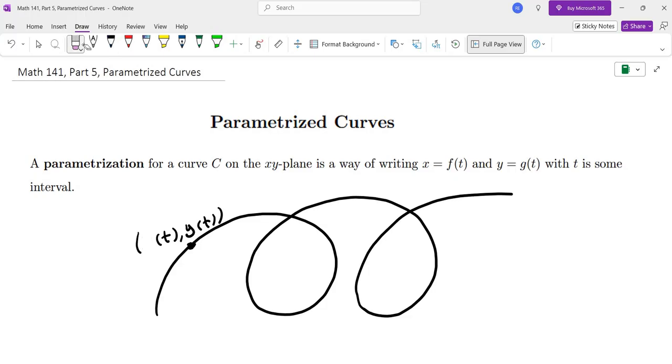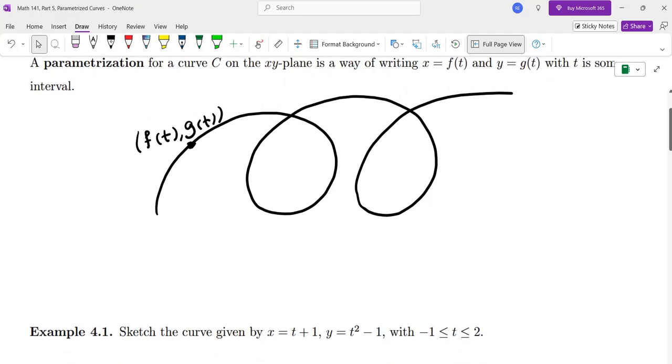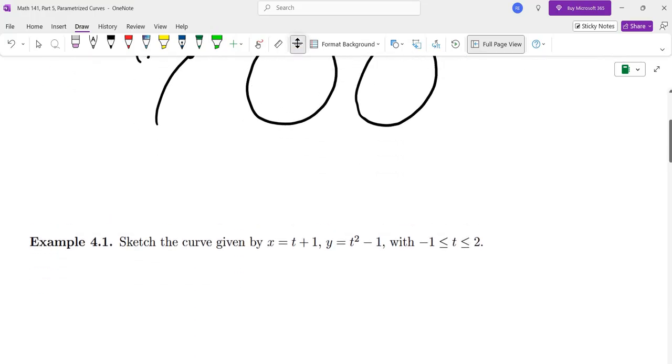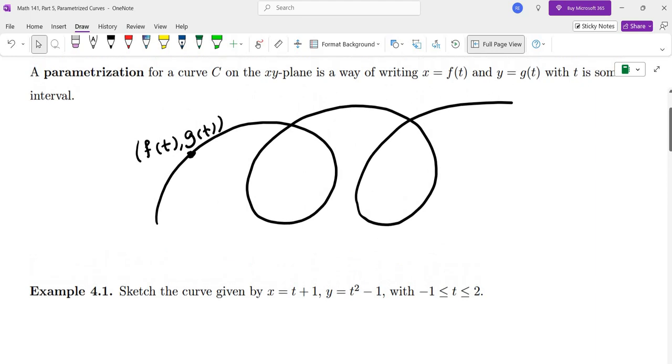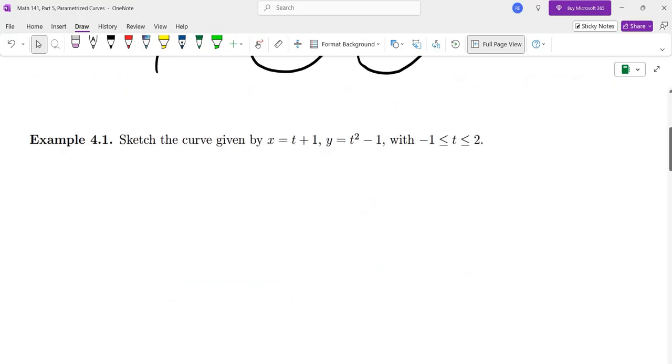So maybe I'll just use the same notation that I have in this example. The x coordinate is f of t and the y coordinate is g of t. So this is called a parametrized curve, and f of t, g of t are called a parametrization of this curve. Most of the examples are going to look like either you're given a parametrization and you're trying to sketch the graph of that parametrization, or you are given a curve and you're asked to find a parametrization for that curve. So let's look at an example.